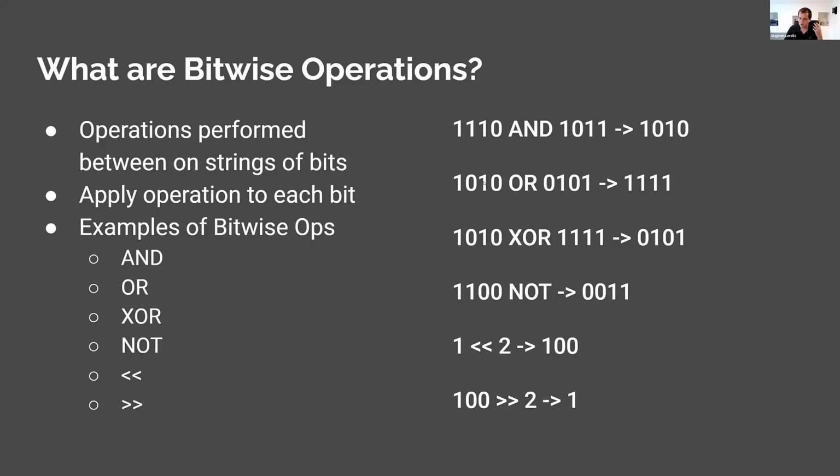For ORs, it's the same thing, but instead of 1 and 1, it has to be 1 or 1. These are just normal logical operations. For XORs, it's exactly one when you're comparing two bit strings. For NOTs, you just take the bit string and produce the complement of it. So NOT 1100 is 0011.